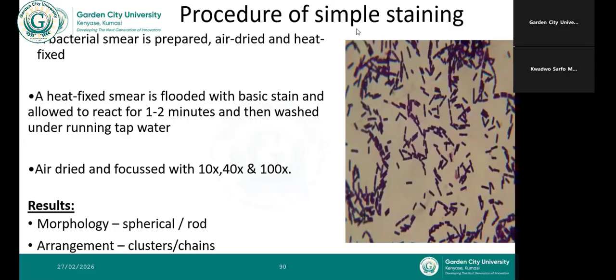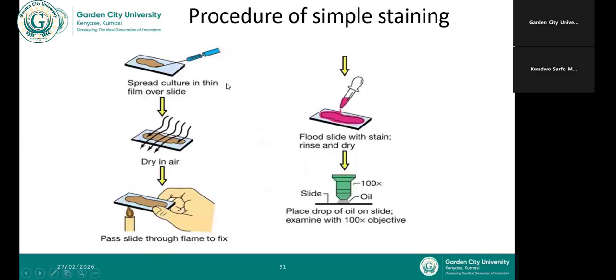So if you do the simple staining, you have only morphologies seen, but you cannot differentiate one from the other. You can also see the arrangements. So prepare your smear, you dry, heat fix by passing over the flame, or you can use a hot plate. Then you apply only one stain. Then you allow for 1 minute. Then you wash, you rinse, you air dry, and you observe under the microscope.